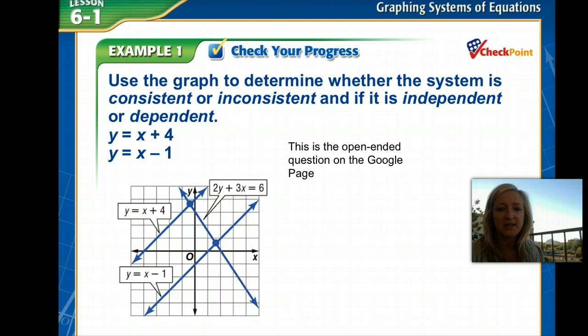We are going to go right into the open-ended question. So what I want you to do, same exact thing as example number one. I want you to take a look at y equals x plus 4 and y equals x minus 1. Take a look at the two lines and tell me if they are consistent or inconsistent, and if they are independent or dependent.